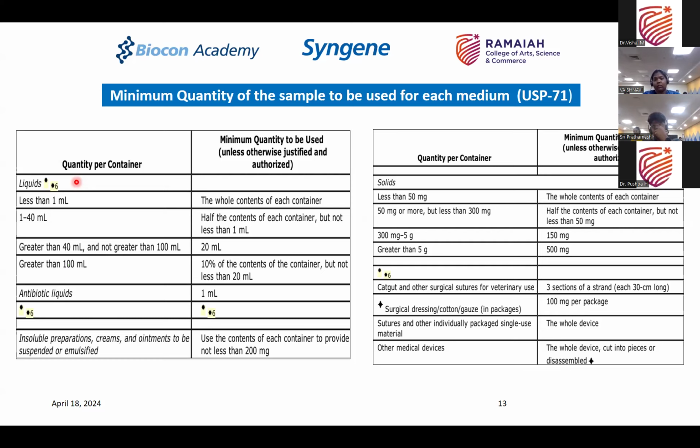Likewise, for surgical sutures, that is catgut, 3 sections of the strands, that is 30 centimeter long, of that particular suture has to be inoculated into the culture media.